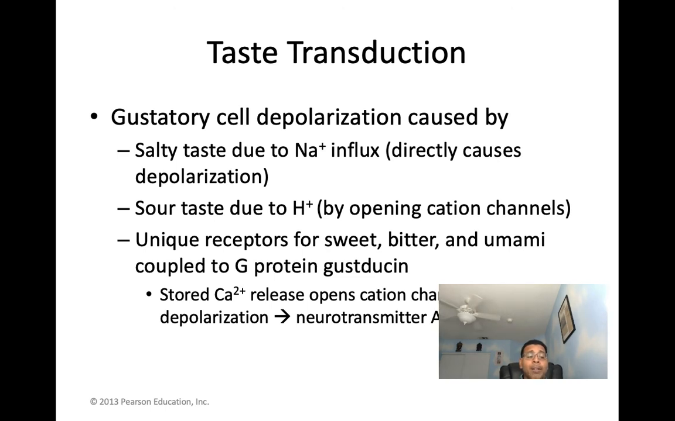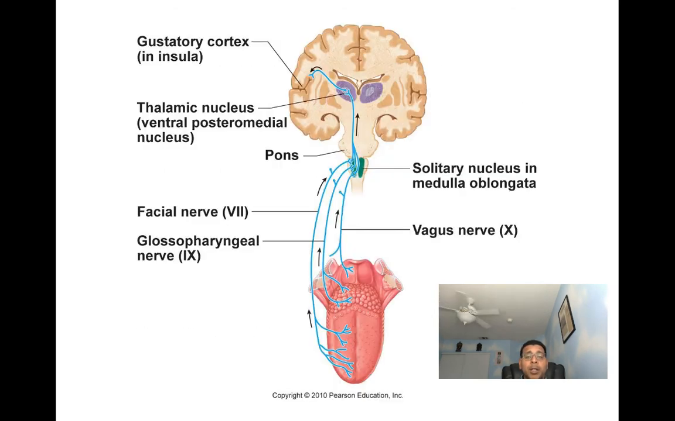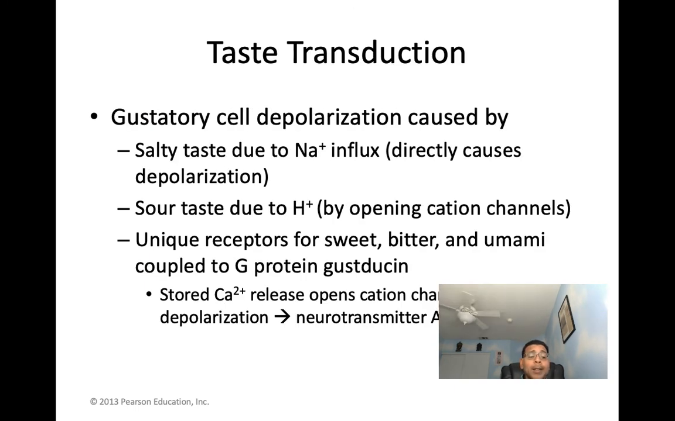And then number 3, we have our bitter, sweet, and umami receptors. Our bitter, sweet, and umami receptors are going to be coupled to G protein called gusducin. We'll see activation. The activation leads to the release of calcium from the intracellular stores, or a blockage of potassium channels occurs, which then causes cation channels in the plasma membrane to open, depolarizing the cell and causing neurotransmitter, which is going to be ATP, to be released.